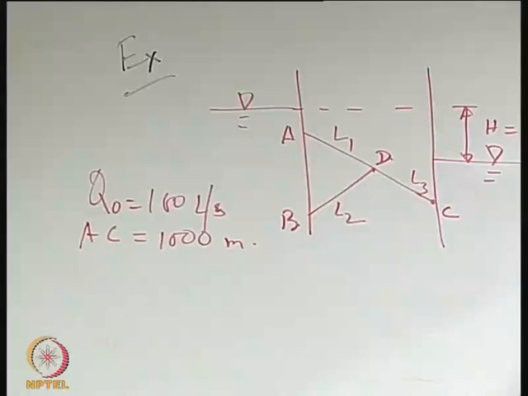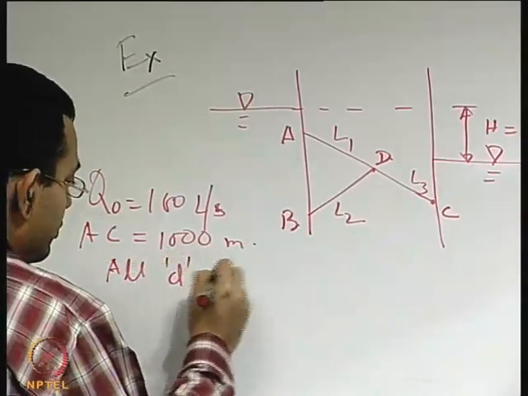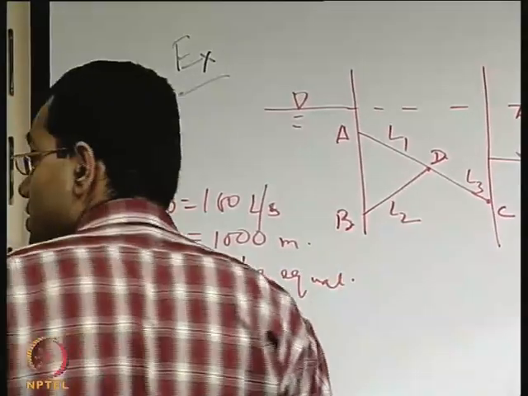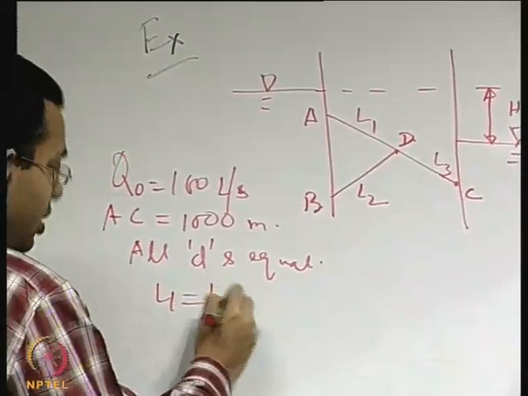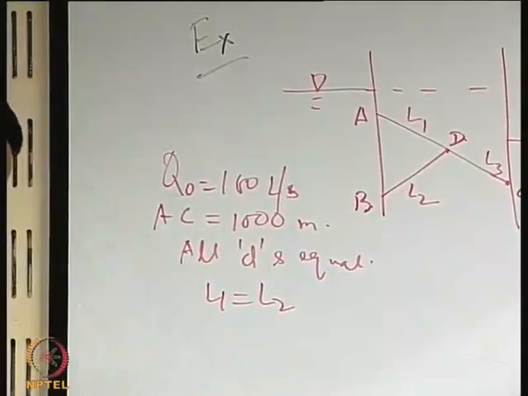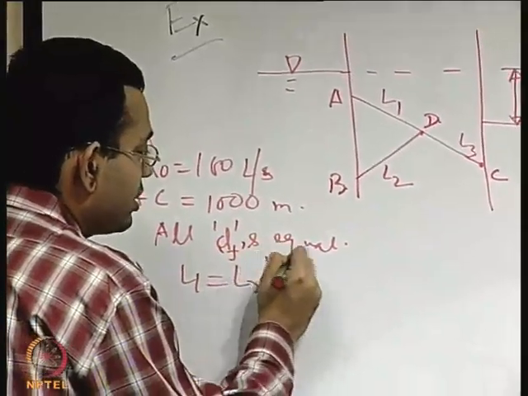To increase the flow rate, another pipe BD is added. Estimate the length of the new pipe, that is the problem. All diameters are equal, and assume the same length for the two parallel pipes, that is L1 equal to L2, and the same friction factor for all pipes, so friction factors are also equal.